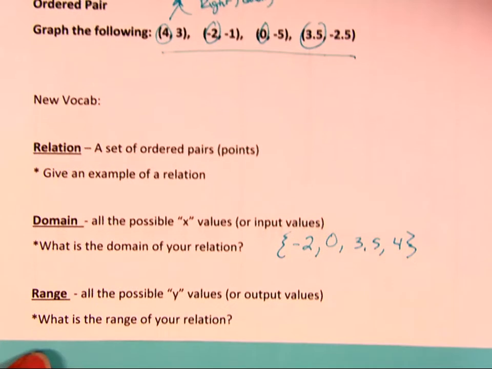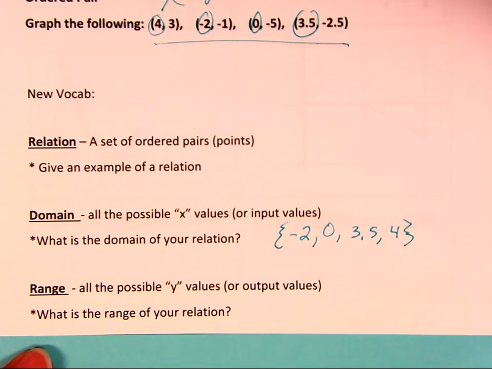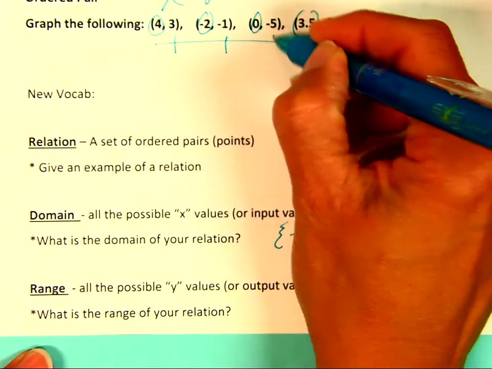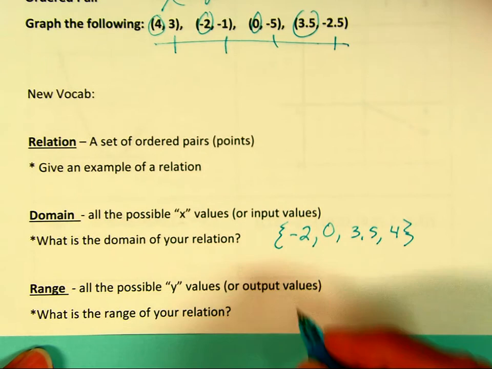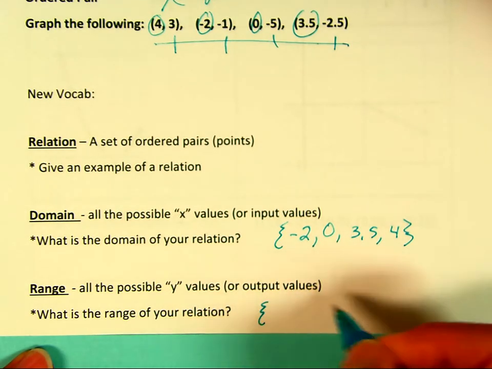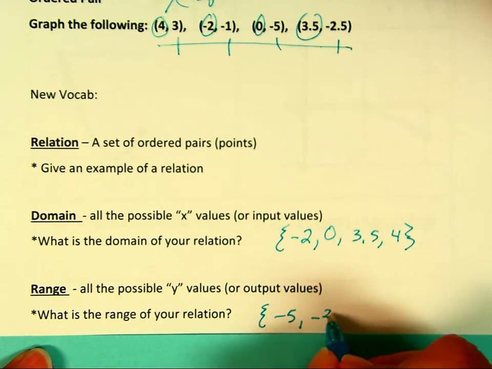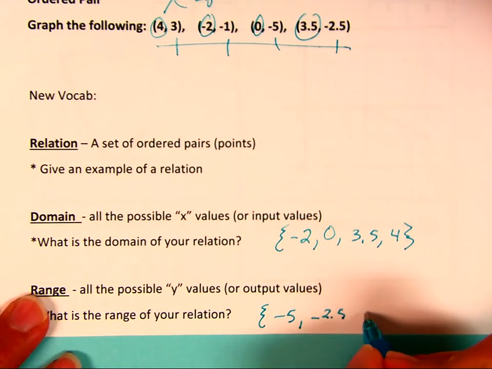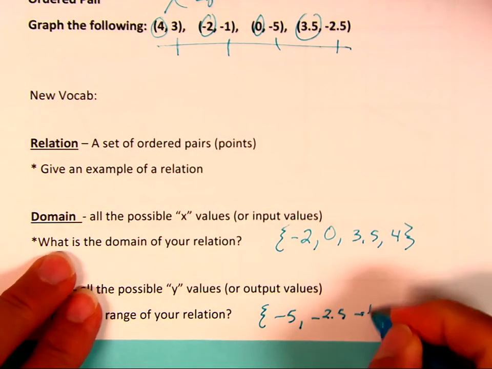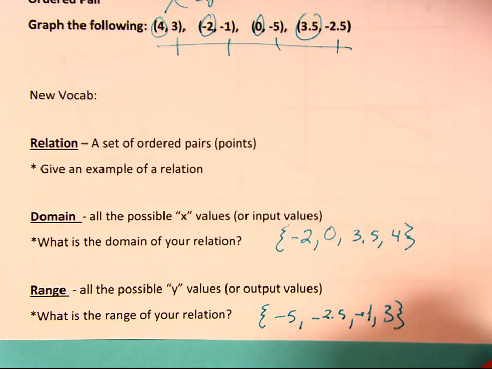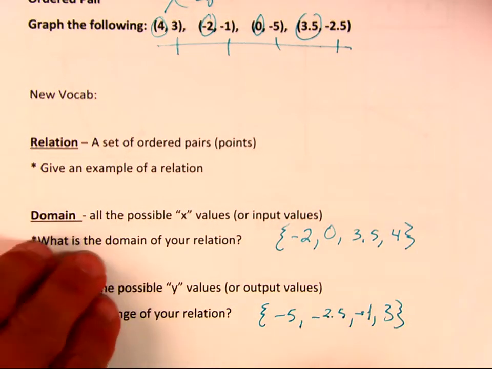Now the range is the y values. So I go back up there, and I'm looking for my y values. I use the same braces, and again go from smallest to largest. So my smallest y looks like -5, then -2.5, then -1, and then 3. So that would be considered my range. Your job is to be able to find the domain and range, whether it's a set of points, a table, or a graph. So we're going to do all 3 of those right now.